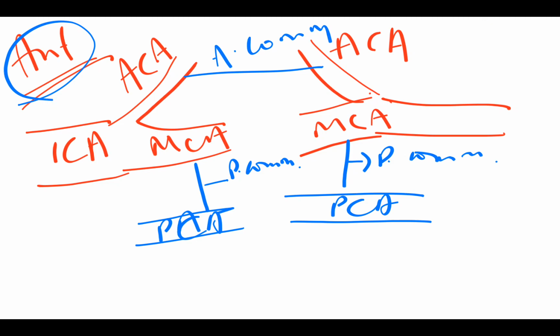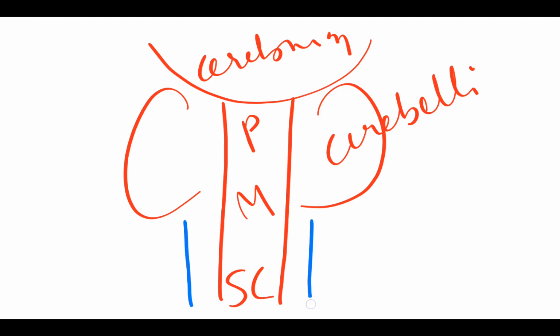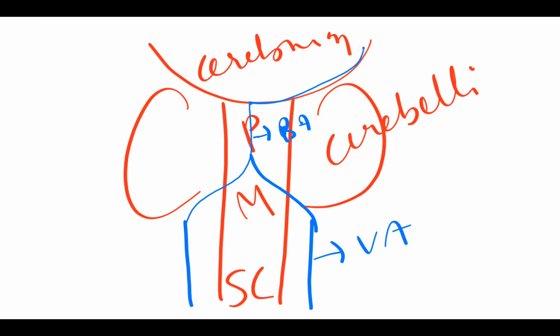So now the posterior side. So this here is the cerebrum. These are the cerebelli. Okay, here we have the pons, medulla, and the spinal cord. So from the spinal cord arises. So here come our vertebral arteries, which go here and merge into one called basilar artery. This is the vertebral artery. They merge into the basilar artery, which goes into the cerebrum as PCA on both the sides. And this gives to the cerebellum.